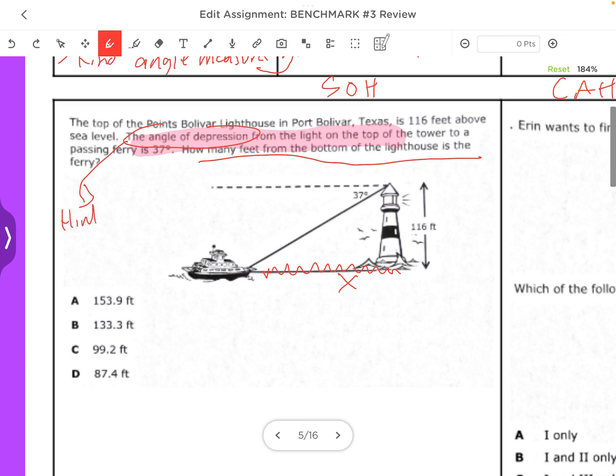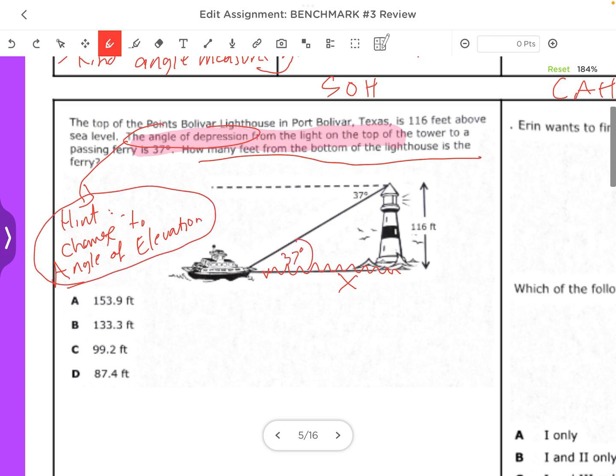Well, what did we say about angle of depression? The hint is to change it to angle of elevation. So that's our hint. We're going to change that to this being the angle of elevation, so use that instead of thinking of it like that. Right, so now let's think of it.